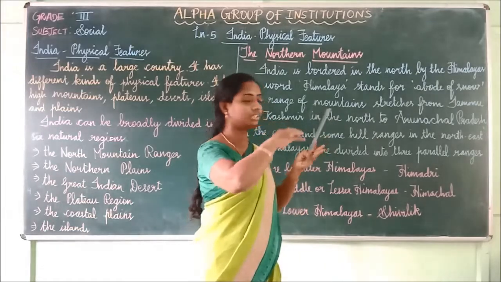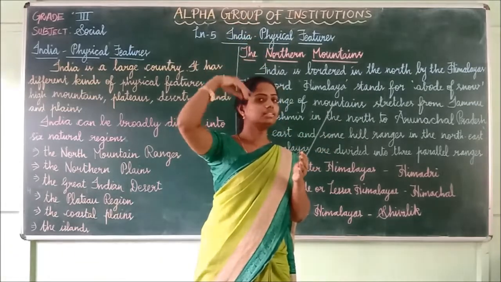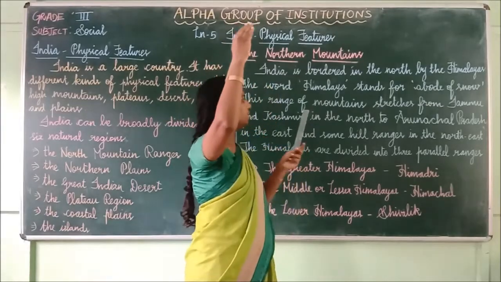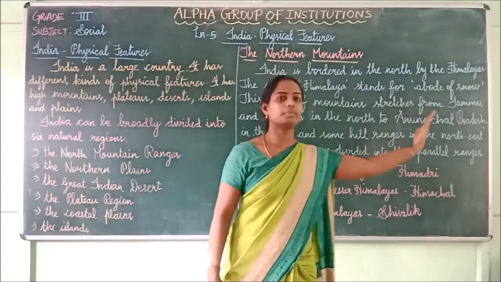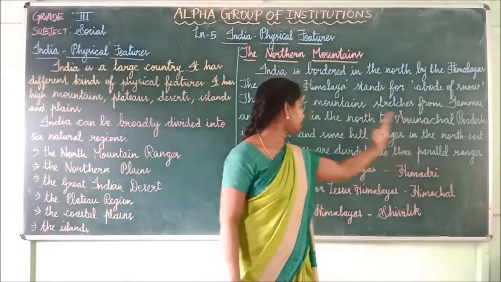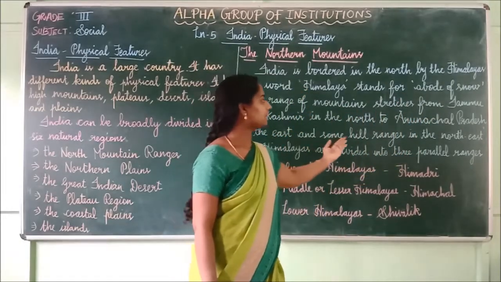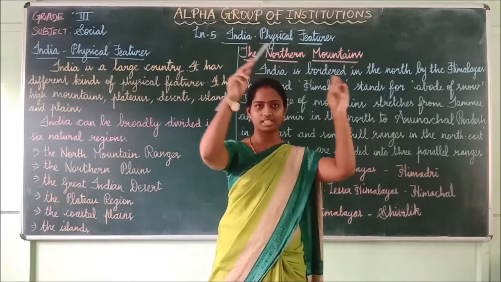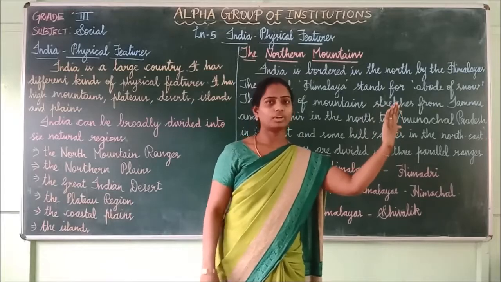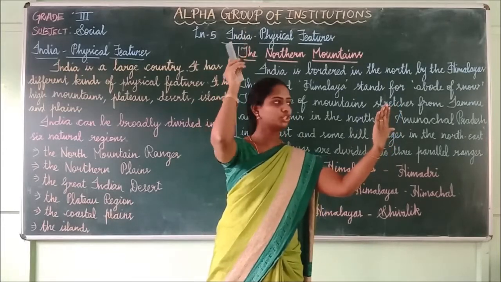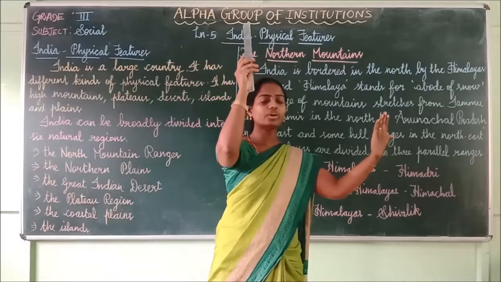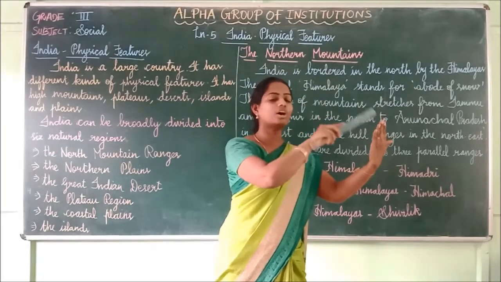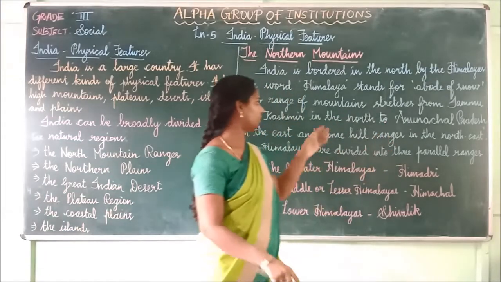They say it stretches from Jammu and Kashmir. You know that Jammu and Kashmir is on the northern side, isn't it? So Jammu and Kashmir in the north to Arunachal Pradesh in the east, and some hill ranges in the northeast. If it is on the India map, they mean this side. Okay, children, that is what is said.